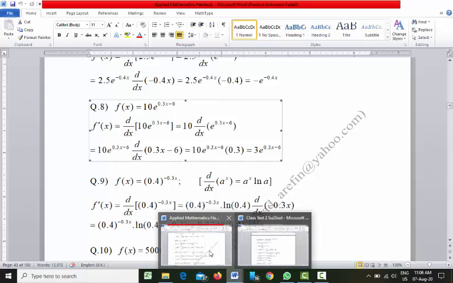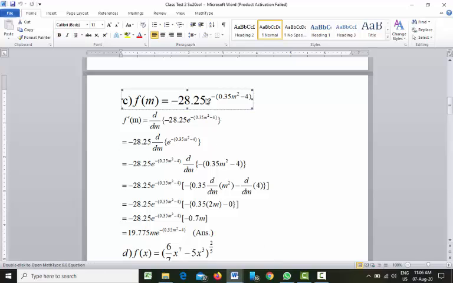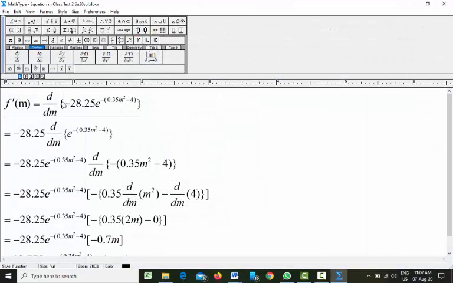Now let's do this problem. This is from the class test that you have appeared for. So here we want to do differentiation of this one. This minus 28.25 is the coefficient. You need to move this behind differentiation, and here m is the variable.